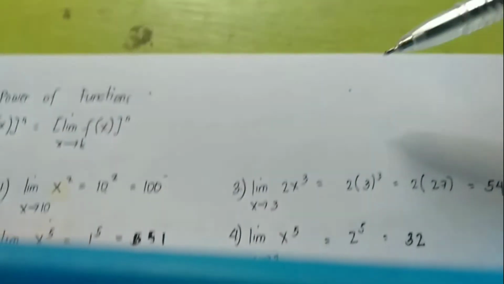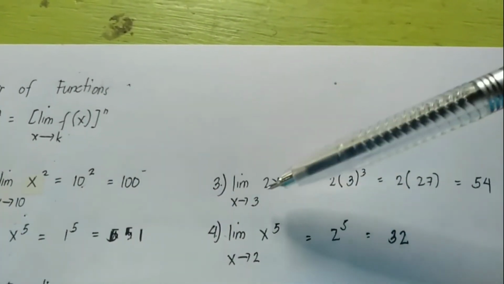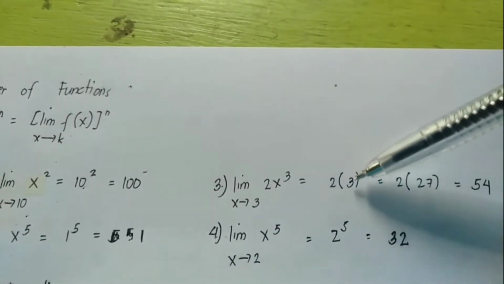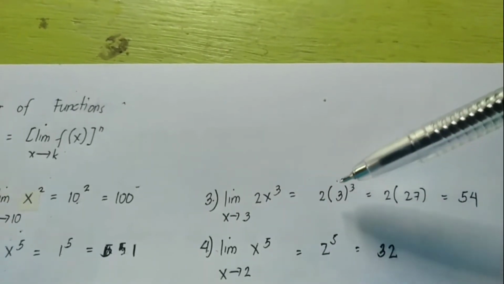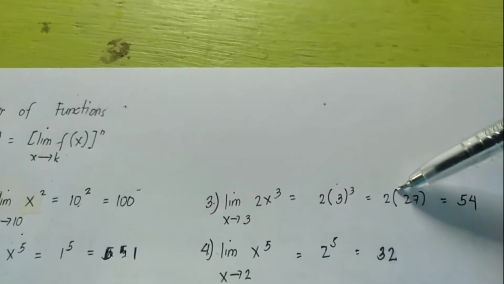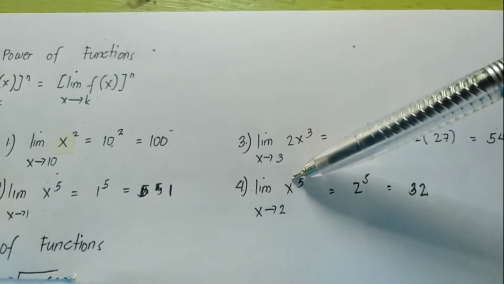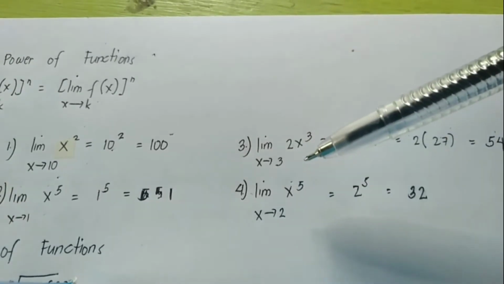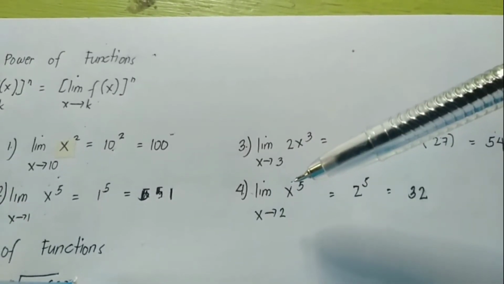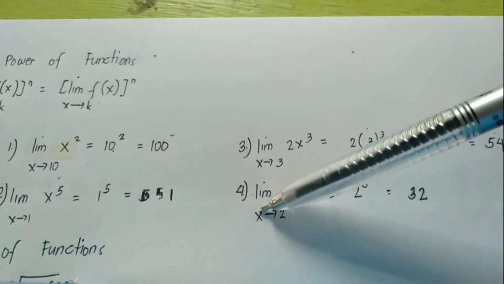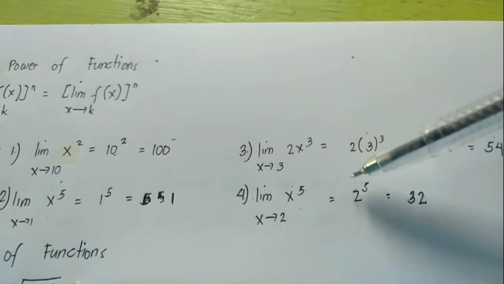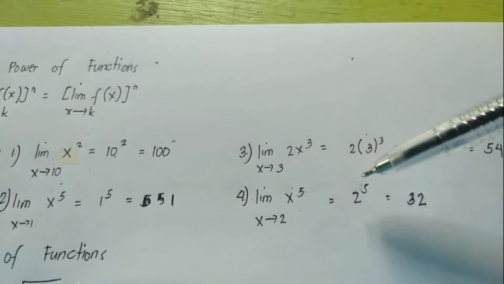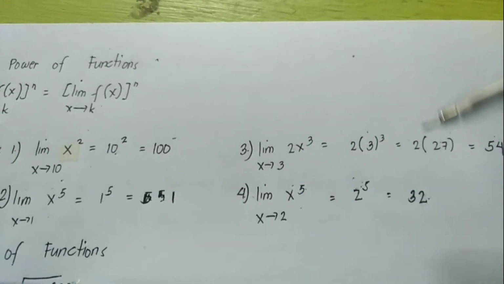Limit of 2x cubed with x approaches 3 is equal to 2 times 3 cubed. 3 times 3 is 9, times 3 is 27. So 2 times 27 is equal to 54. And limit of x raised to 5 with x approaches 2. So 2 times 2 is 4, times 2 is 8, times 2 is 16, times 2 is 32.